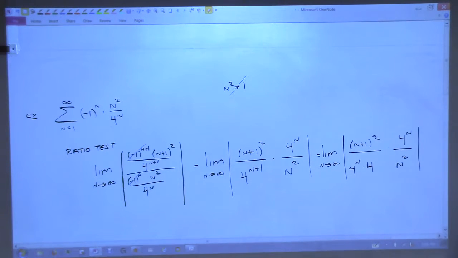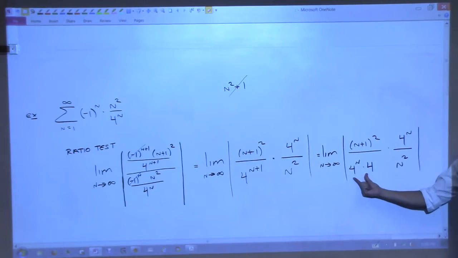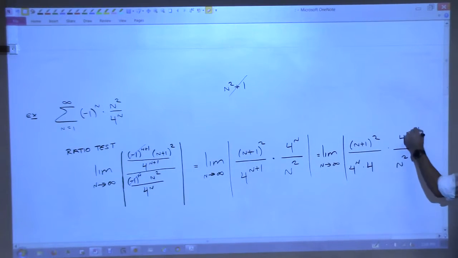Okay, what did I do there? Just split that up, right? 4 to the n plus 1, I split into 4 to the n times 4. And do we see the value of doing that? Okay, these are gone.